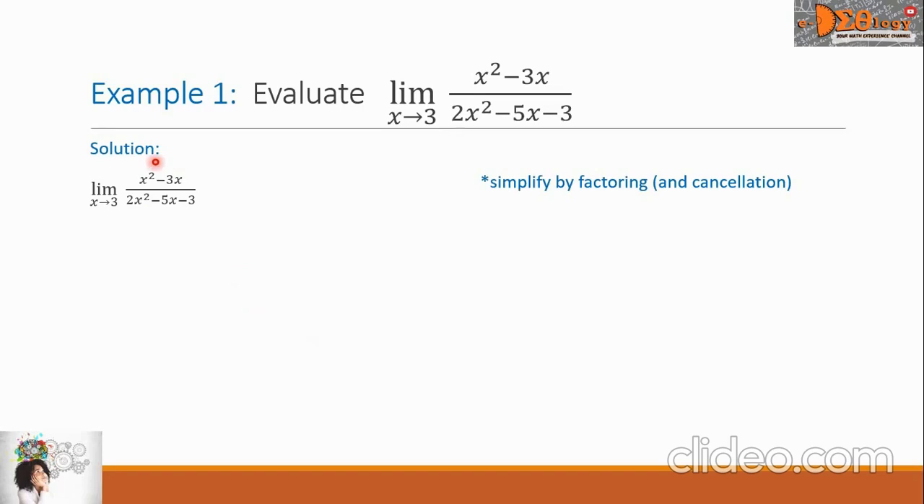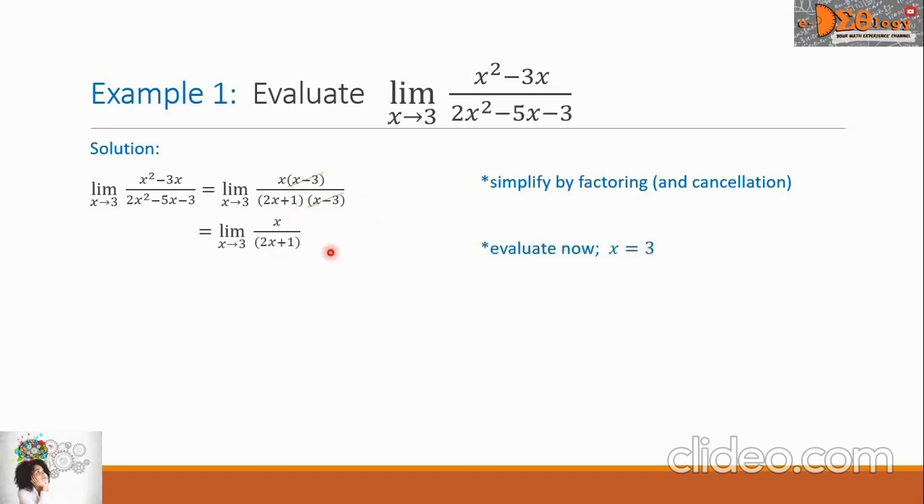So the numerator x squared minus 3x can be factored into x times the quantity x minus 3, all over the denominator, whose factors are 2x plus 1 times the quantity x minus 3. From here, we can see that there is a common binomial in the numerator and in the denominator. That is the x minus 3 that we can cancel out. Now we can see that the function is simplified into x all over 2x plus 1.